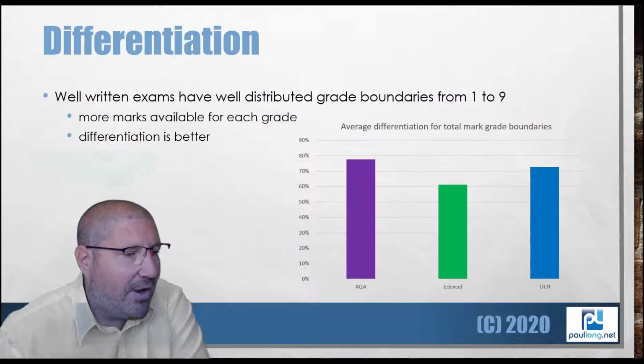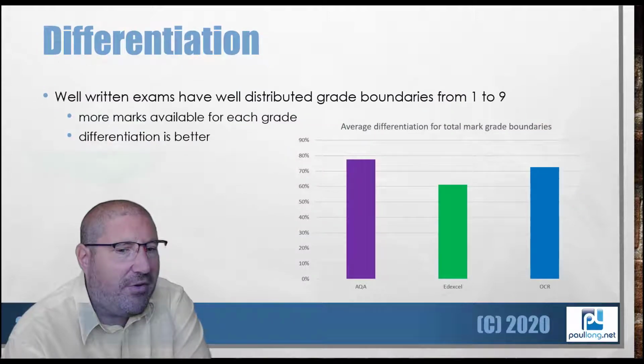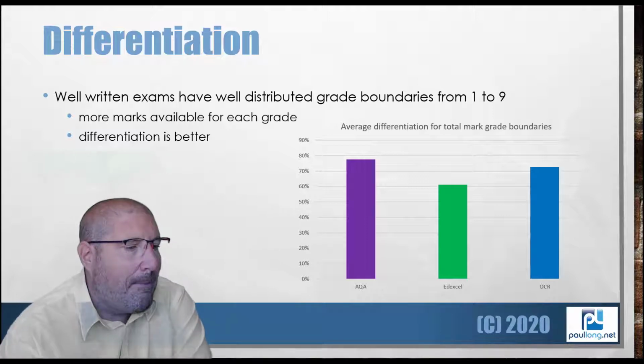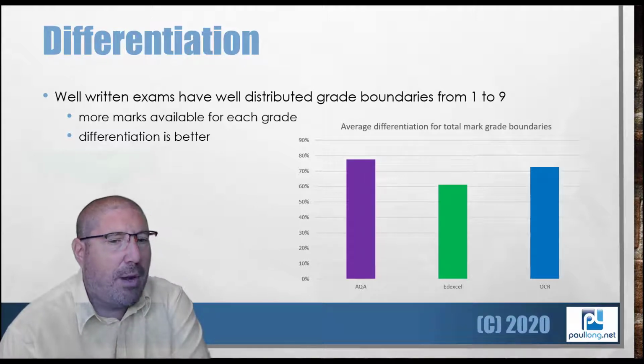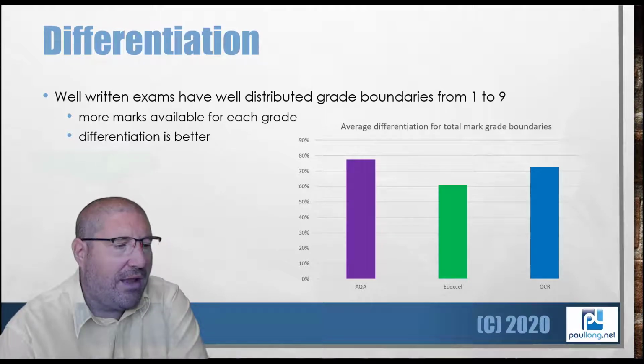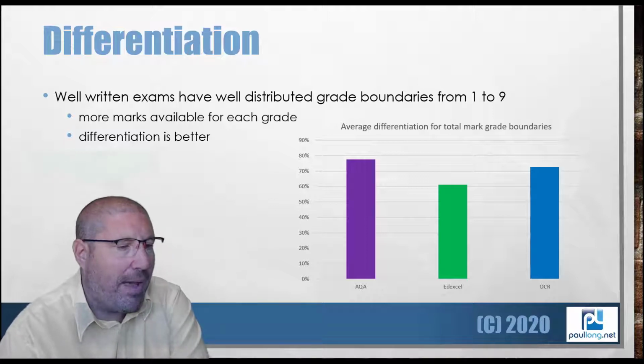So I just slightly missed the slide there, so we'll just come back. So in terms of differentiation, what we're looking at is how well the exams have been written to distribute the grades from 1 to 9. Okay, so this is the difference, and what I'm looking at here is the difference between the grade 1 boundary and the grade 9 boundary.